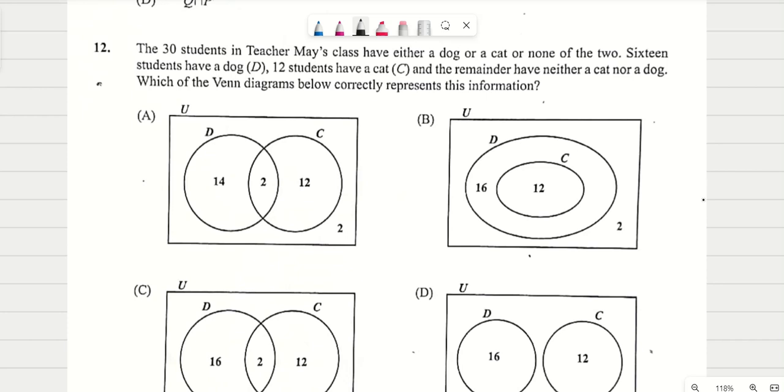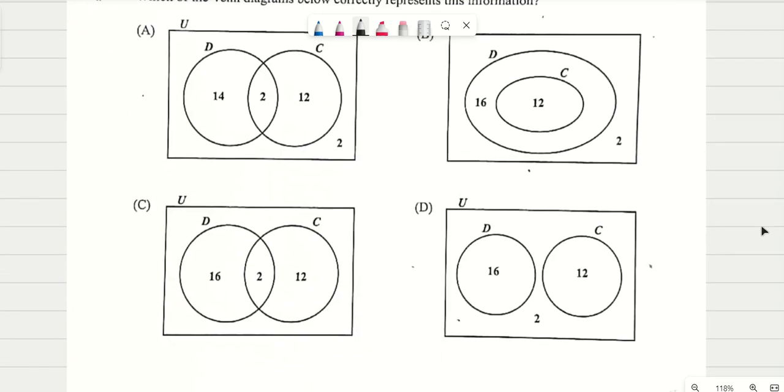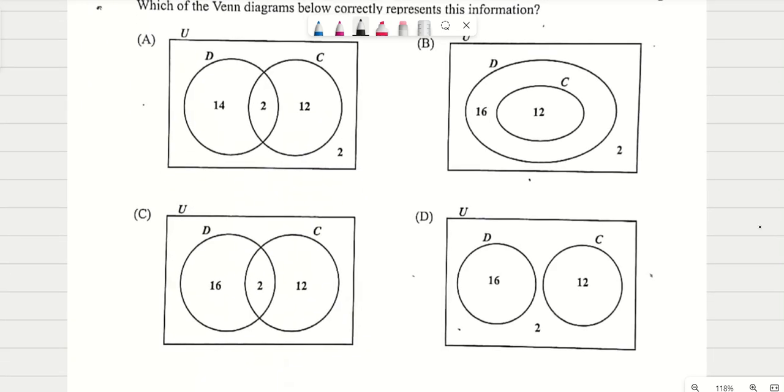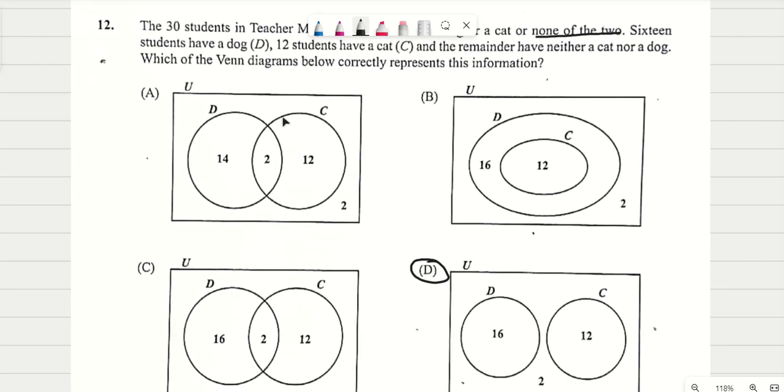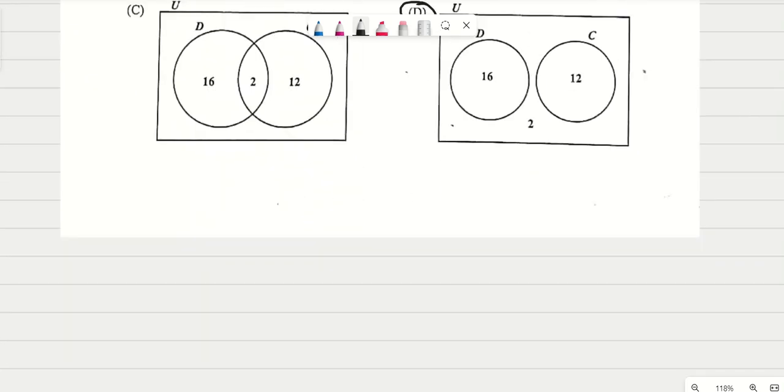Number 12 says 30 students in a class and the teacher marks the class as either a cat or a dog or none of the two. So if we look at that, none of the two means they don't have an intersection. You look for the set that has no intersection. You don't even need to read all the rest. You look for the one that does not have an intersection, then it is D, right? They don't have both. If you look at A, 2 of them have both. If we look at C, 2 of them have both. If we look at B, 12 of them, all the persons who have cats have dogs, right? They said none of the two, so D is your answer.